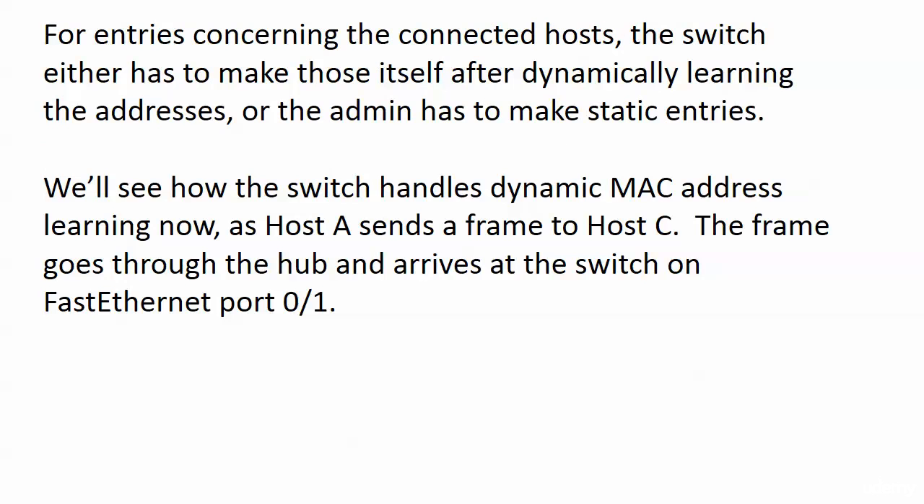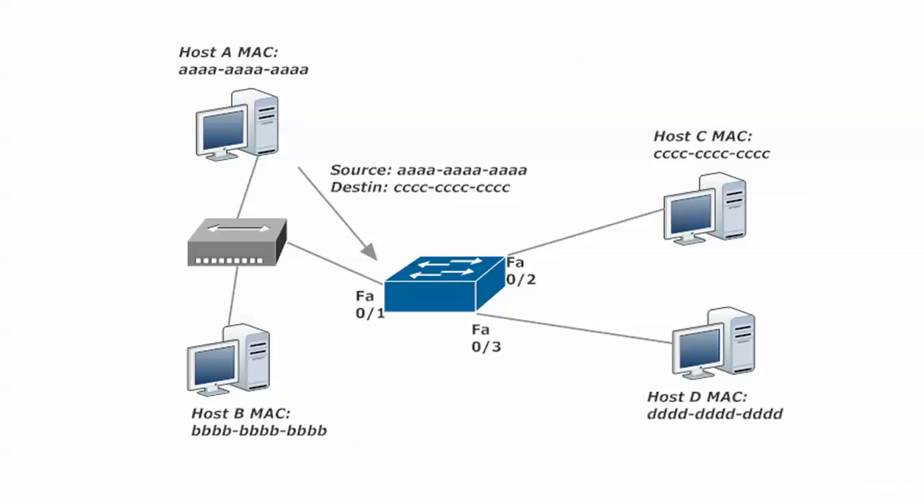Now, to start it off, we're going to see how the switch handles dynamic MAC address learning as host A is going to send a frame to host C. The frame will go through the hub and arrive at the switch on FastEthernet 0/1, which I will probably refer to as ports 1, 2, and 3. You can see I put the numbers on this one. The hub is connected to FastEthernet 0/1 on the switch. Host C is connected directly to FastEthernet 0/2, and host D is connected directly to FastEthernet 0/3.